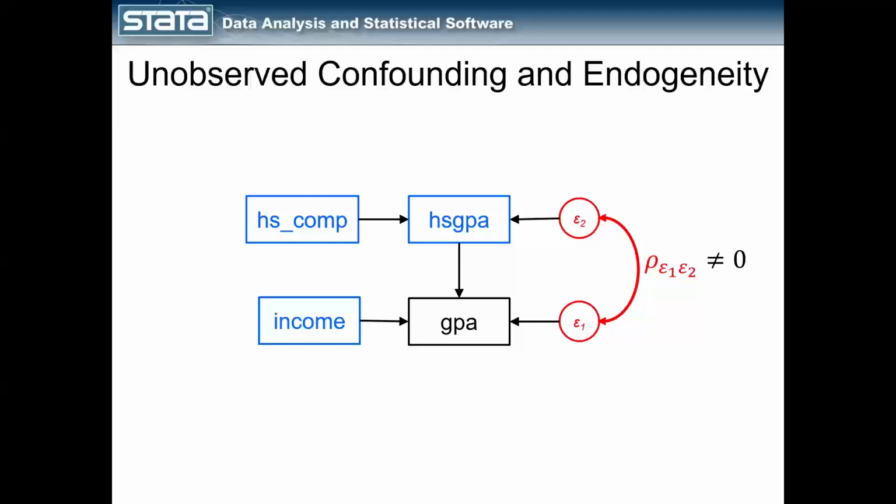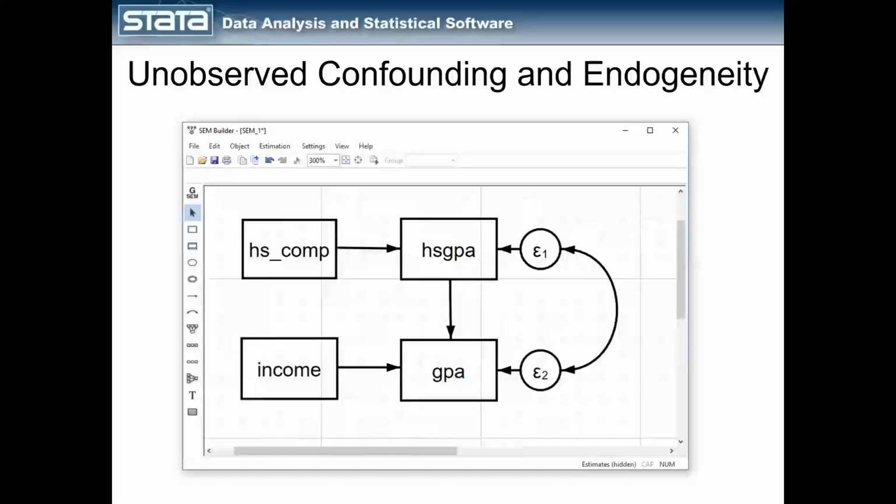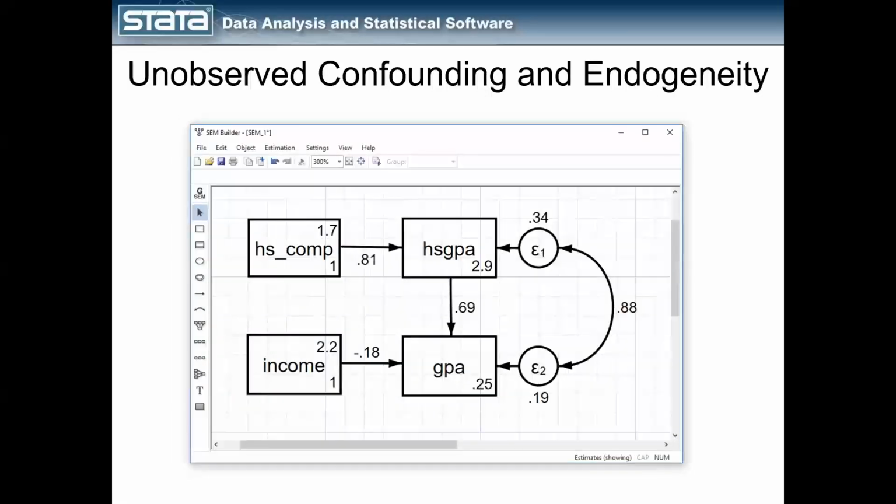So we've gone this far down this road. Let's just keep going with the structural equation modeling approach here for a moment. So I've drawn the structural equation model in Stata's SEM Builder. I'm going to fit the model, and lo and behold, the correlation between these error terms is 0.88. That's pretty high. So that suggests that I have this problem with endogeneity. There's some unobserved confounder lurking in both of these error terms that's making them correlated.